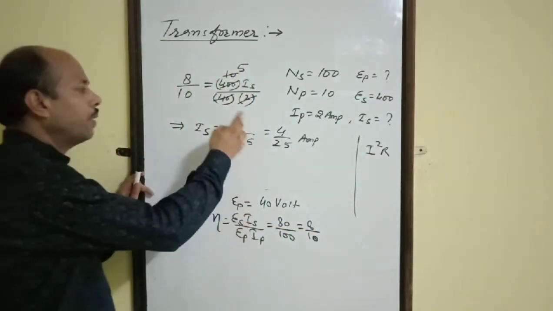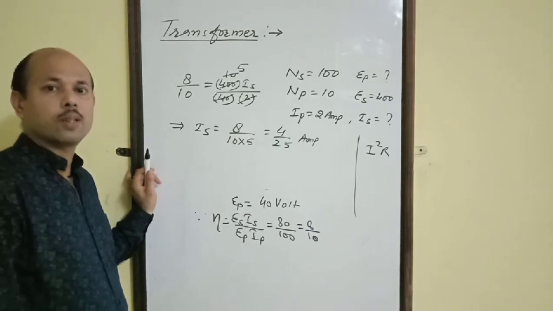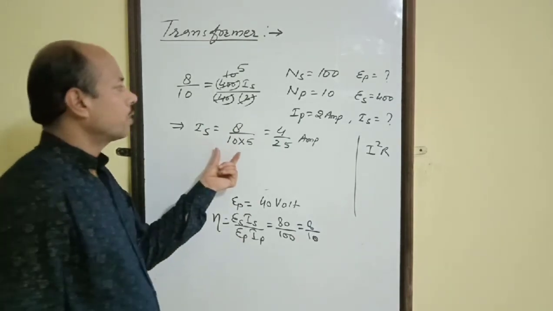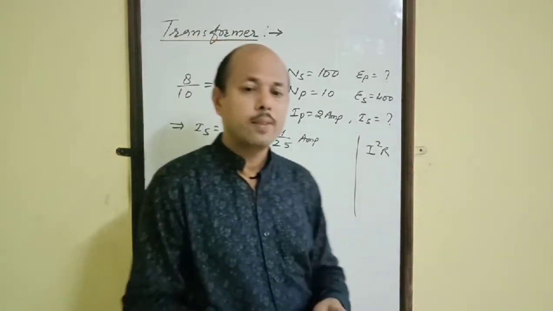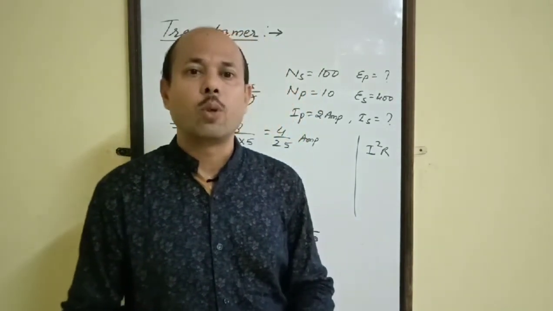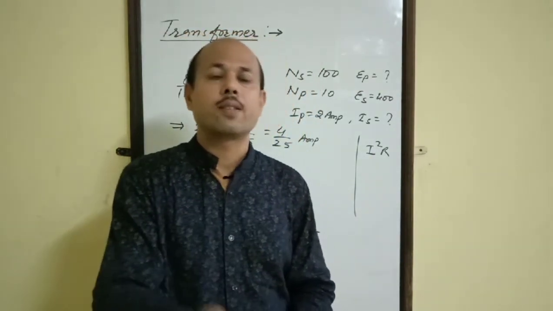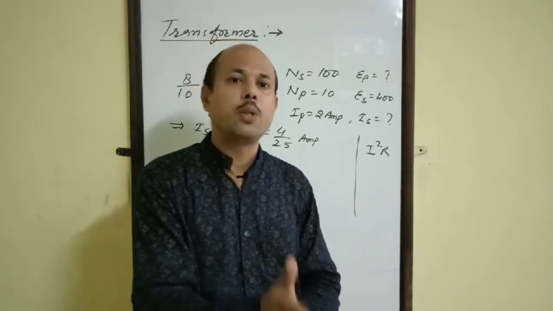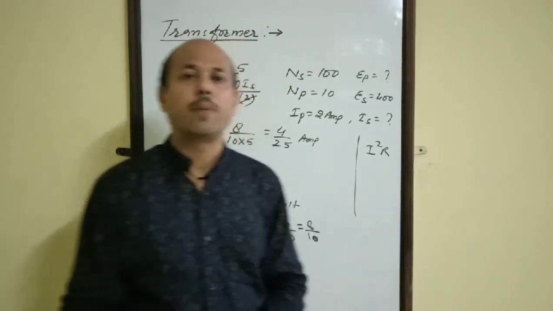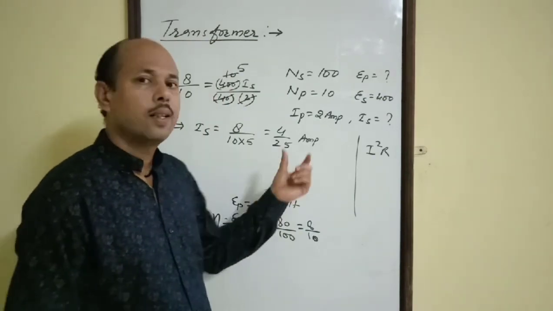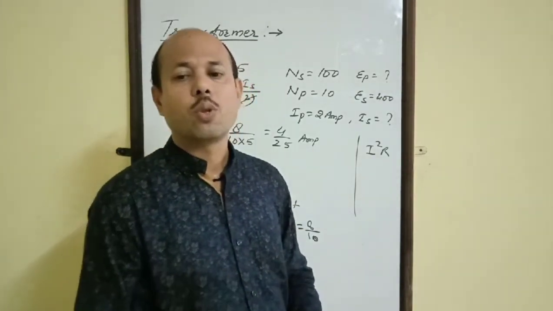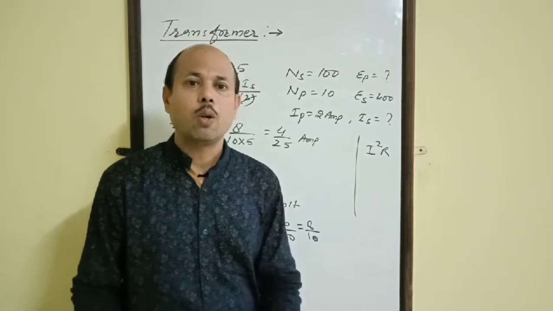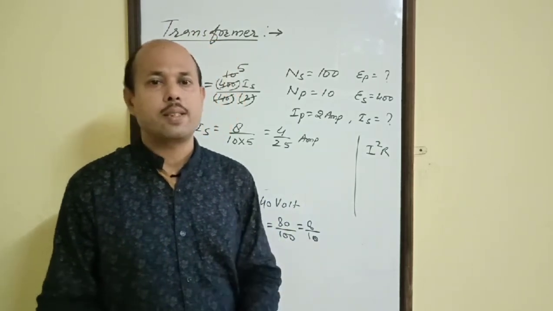That is the basic use of transformer. By using transformer, we can increase the voltage, and by increasing the voltage, the current will be reduced, and if current is reduced, then heat loss can be minimized to a great extent. That is the basic use of transformer in long distance transmission of AC. Thank you.